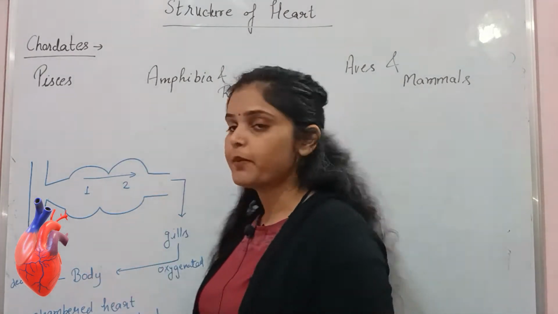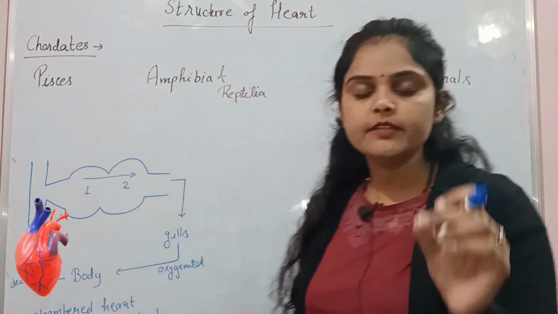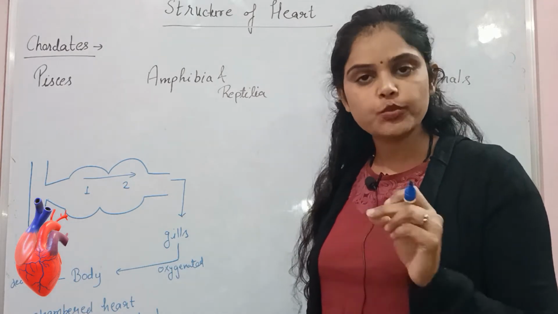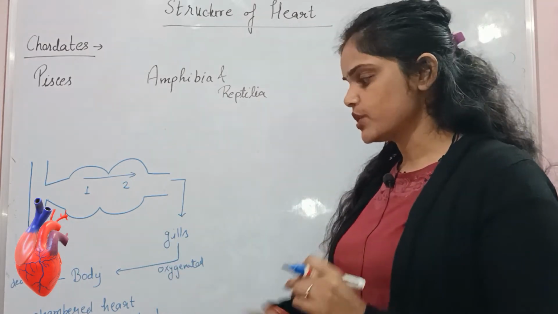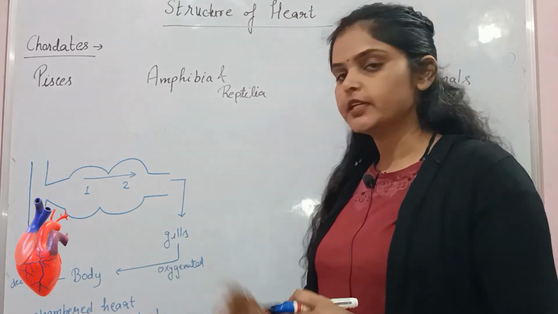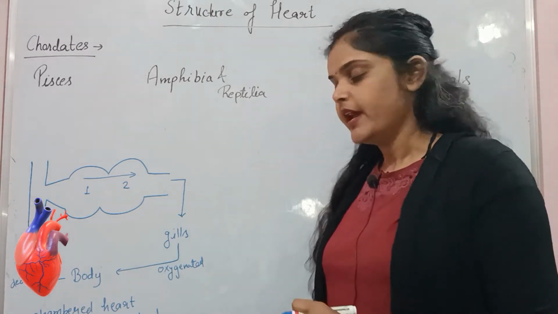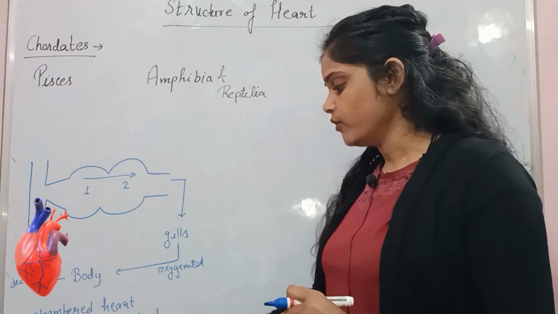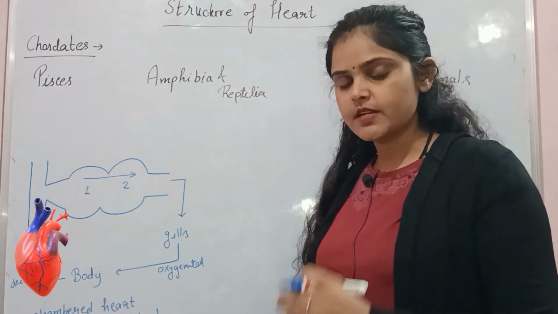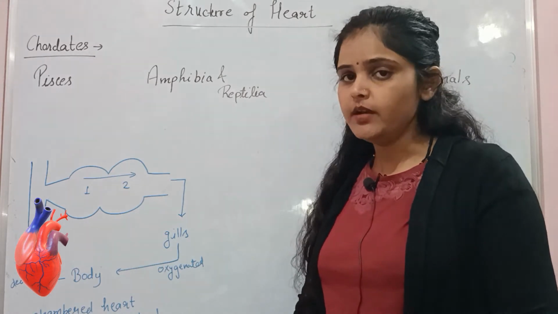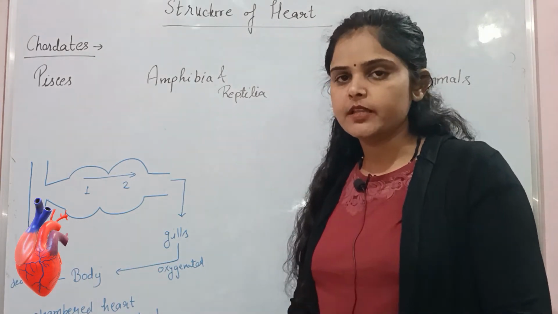So in Pisces, we have seen the heart is a tubular-like structure having two chambers, and only deoxygenated blood is transferred in this. It is a two-chambered heart having a single circulation, and it is a venous heart. So these are the key qualities of the heart present in fishes.